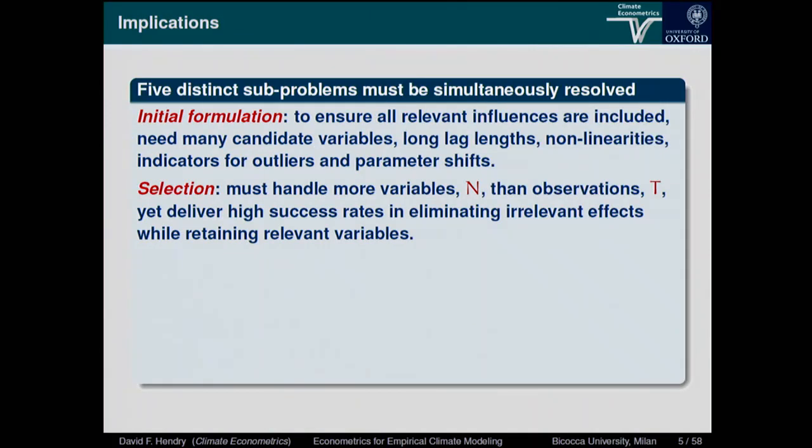So 5 distinct sub-problems have to be simultaneously resolved. You've got to deal with all of them. The initial formulation, how to ensure all the relevant variables are included. So you need many candidate variables. You often need long lag lengths. You need non-linearities in many situations. Looking back historically to the dozens of empirical models I've analyzed, almost all of them have some form of non-linearity.